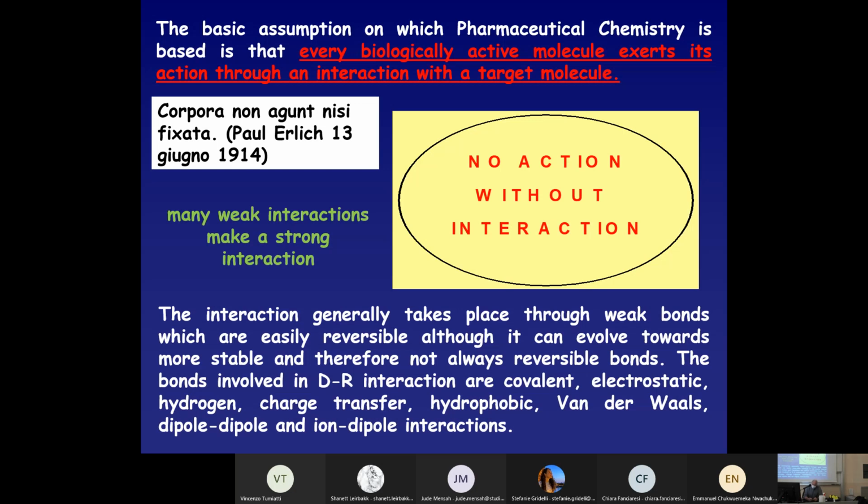Normally, the forces involved in this interaction are very weak, but many weak interactions make a strong interaction. Two years ago, there was a national strike in Italy. If only one person is on strike, nobody knows your problem, your situation. If an entire nation is on strike, perhaps the government tries to decide something, to find a solution. So it's the same in medicinal chemistry. Many weak interactions make a strong interaction.